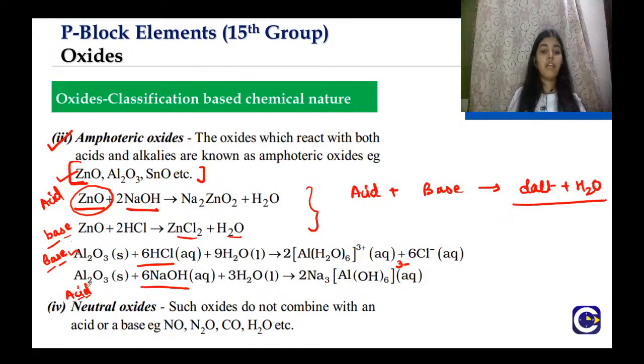Okay. Neutral oxides NO, N2O, CO, H2O, they do not combine either with an acid or with a base. So you have to remember that these oxides are neutral oxides: NO, N2O, CO and H2O. These examples you can note down.